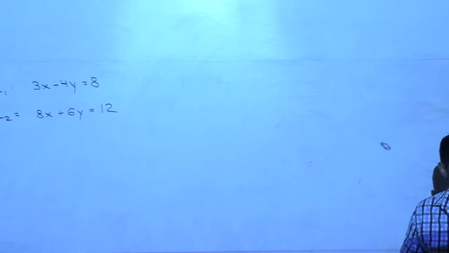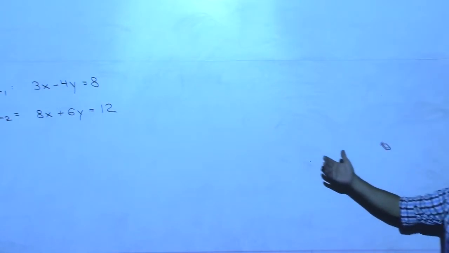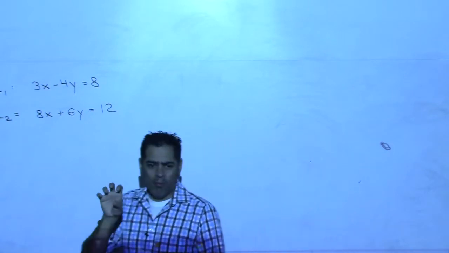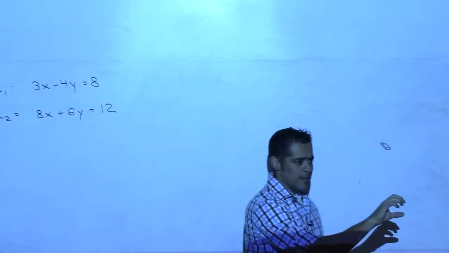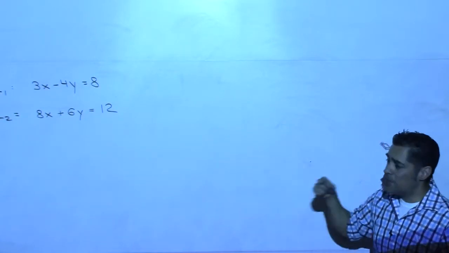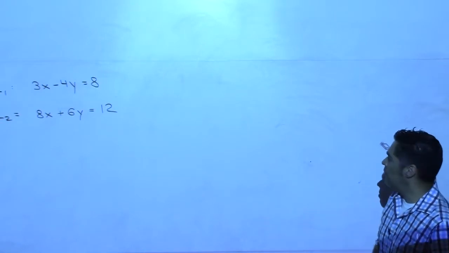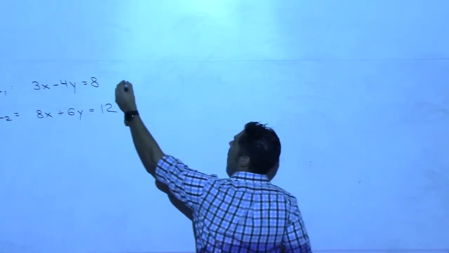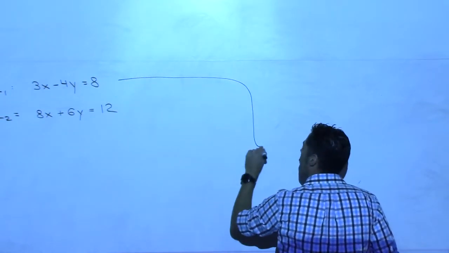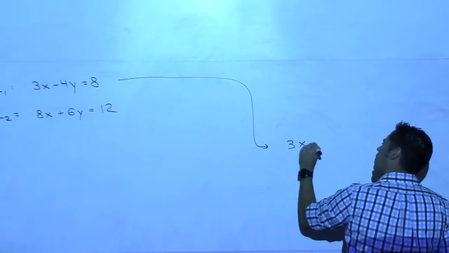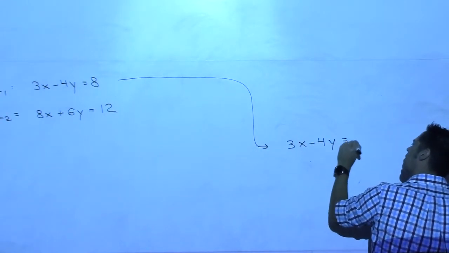So what would you have to do first? You have to find the slope, determine the slope of each line. But these are not written y equals mx plus b. It's not solved for y, so you have to do that first. I'm going to do that for each line. Y'all understand what I mean? Let's take this line right here and work with this one first: 3x minus 4y equals 8.